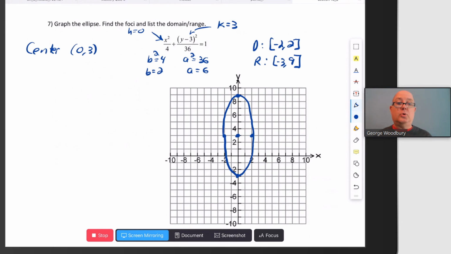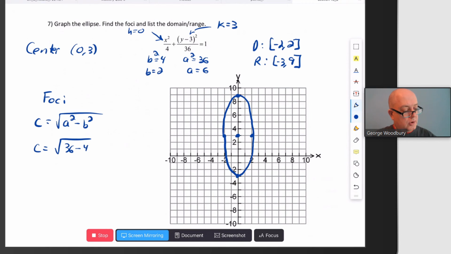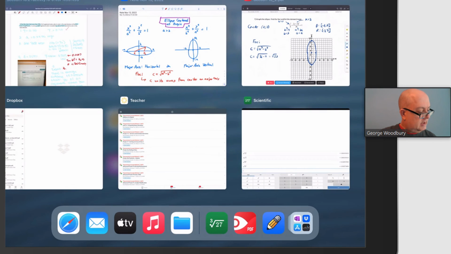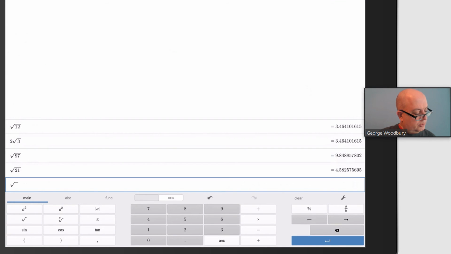Let's find the foci next. c equals the square root of a squared minus b squared. That's the square root of 36 minus 4, or the square root of 32. That's about 5.6-ish, maybe a little larger. Maybe 5.7. Let's see. Square root of 32, 5.658, so 5.7.